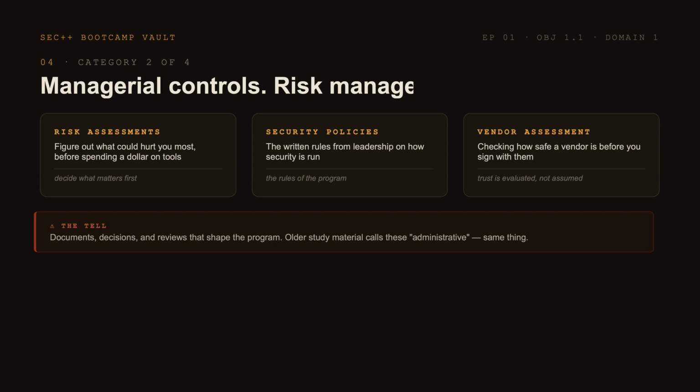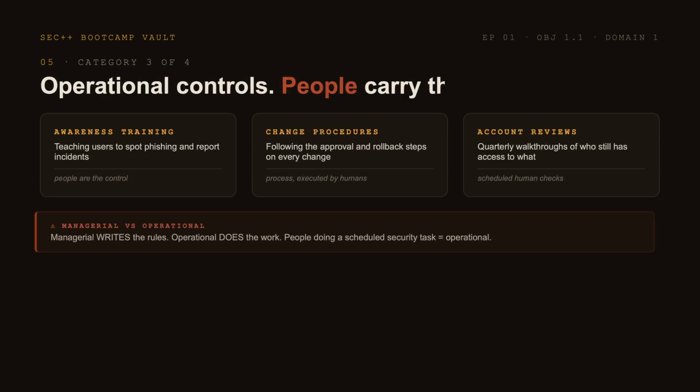Category 3, operational controls. These are done by people as part of their everyday work. The policy said what should happen. Operational controls are people actually doing it, running security training, following the steps in a change process, going through user accounts every quarter to see who still needs access. The easy way to spot it, a person doing a security task over and over. And here's where people get confused. Managers write the rules. That is managerial. People carry them out. That is operational. If the question shows people doing a security task on a schedule, it is operational.